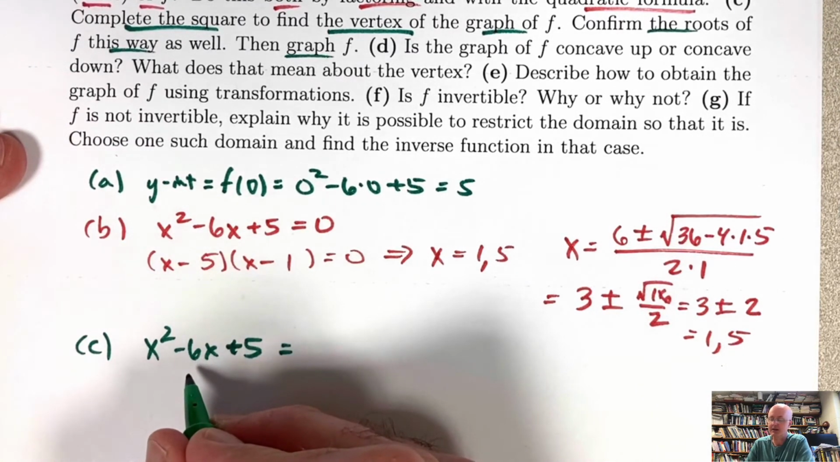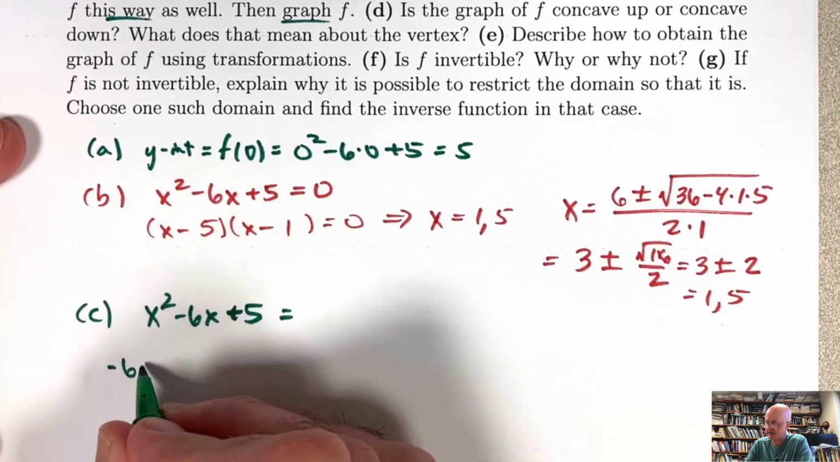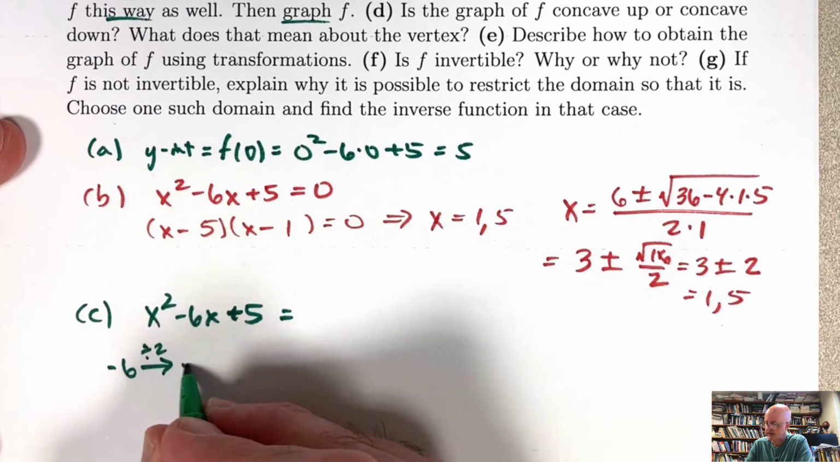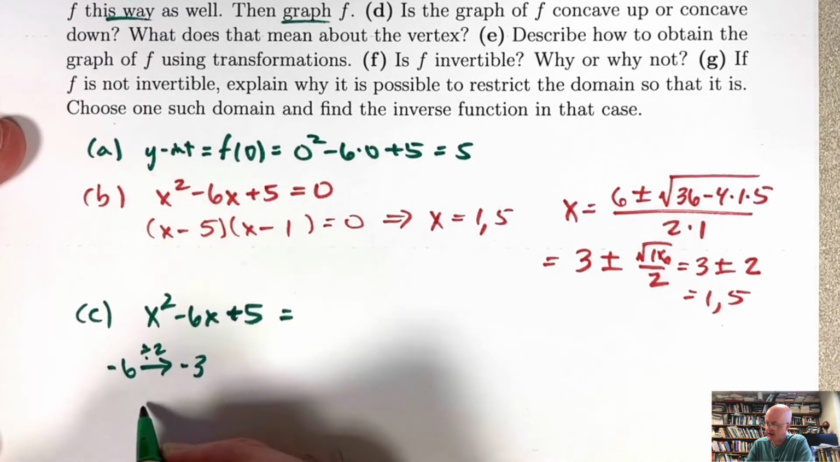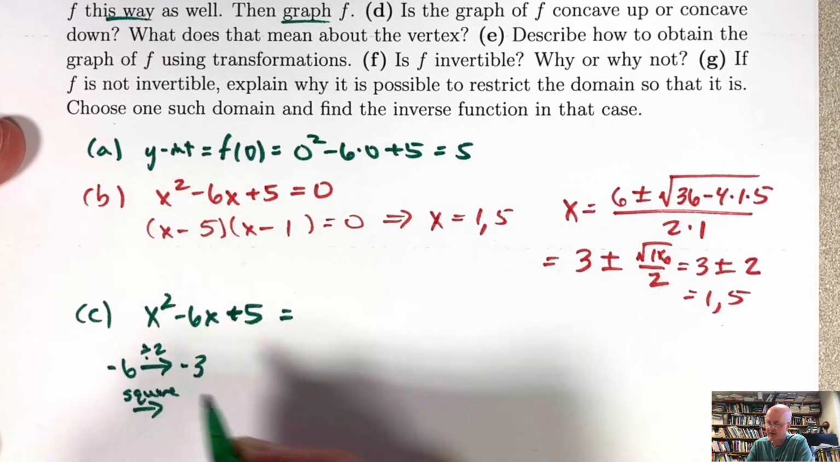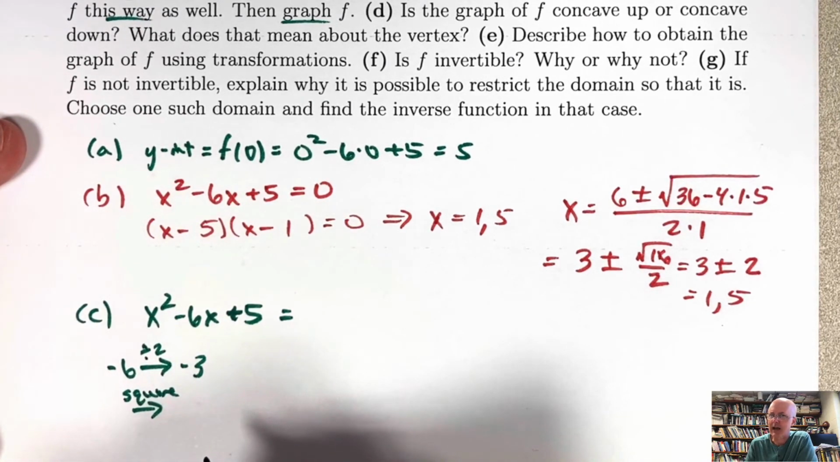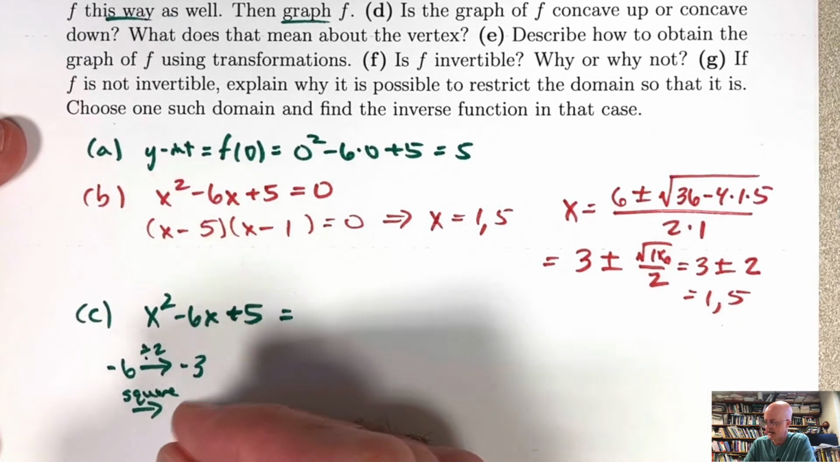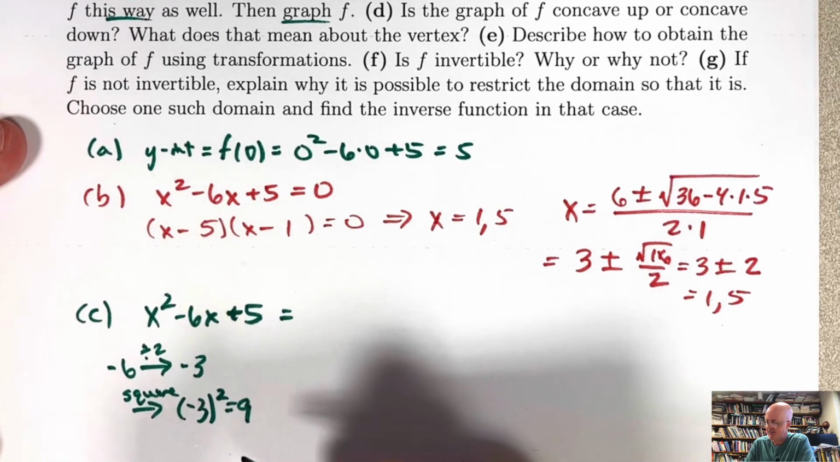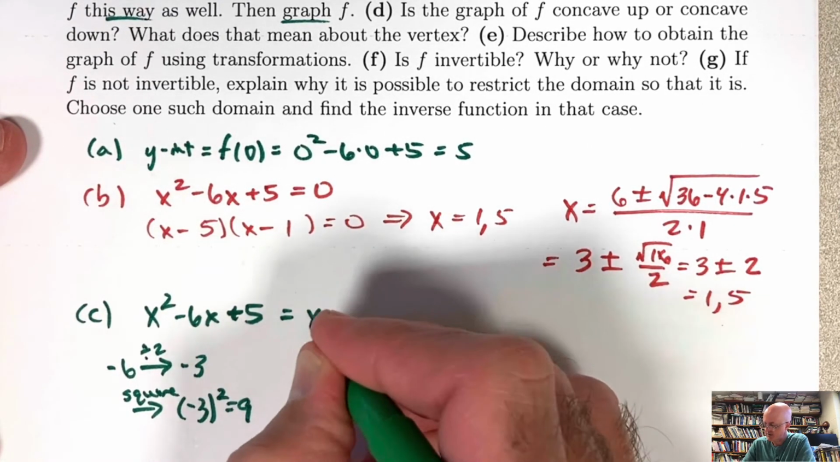Take the coefficient of x, which is negative 6 in this case, divide it by 2. Negative 6 divided by 2 is negative 3. Square that number, find a square whose area is negative 3 squared, which is the reason we call it squaring. Negative 3 squared is positive 9, and add that number to this expression.